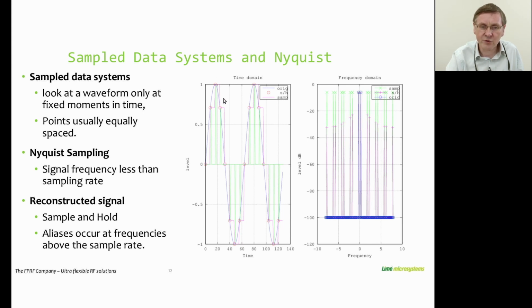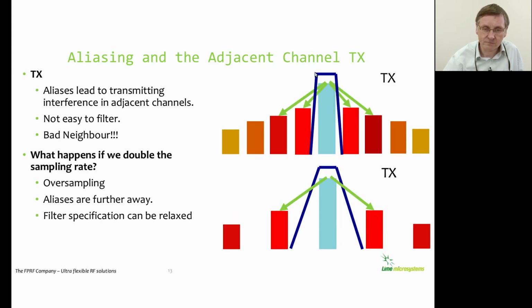In a sampled system, we look at points on a continuous waveform, and these points are usually equally spaced in time, so that when we reconstruct this signal, we not only generate the signal that we want, but we also generate harmonics of the sample rate, and these are called aliases. And by using filtering, we are able to remove these.